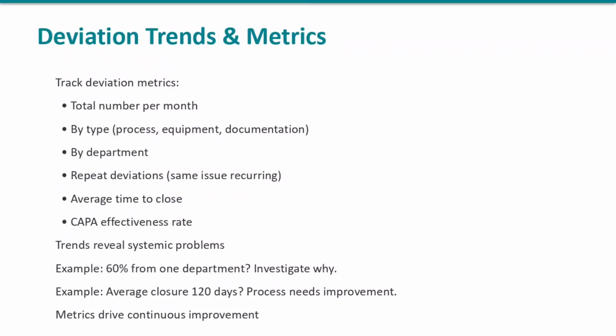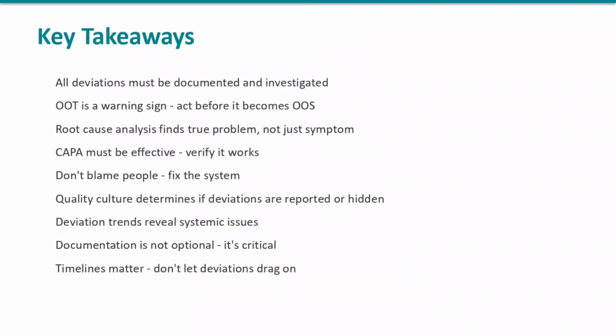Trends reveal systemic problems. For example, if 60% of deviations are from one department, investigate why. If average closure time is 120 days, process needs improvement. Metrics drive continuous improvement. Let me give you the key takeaways.